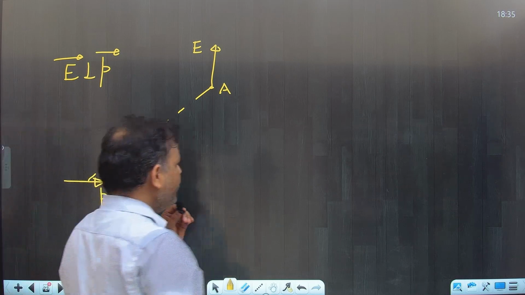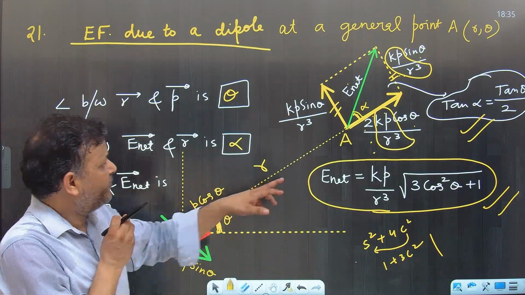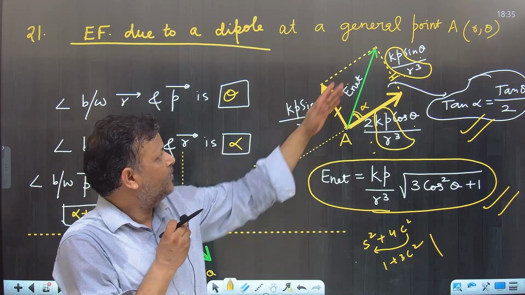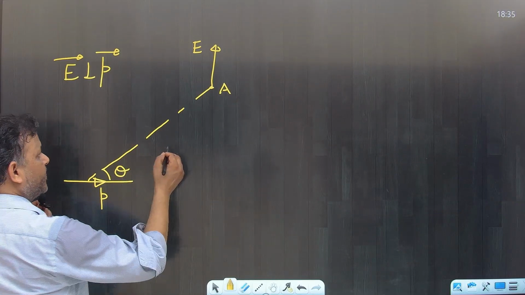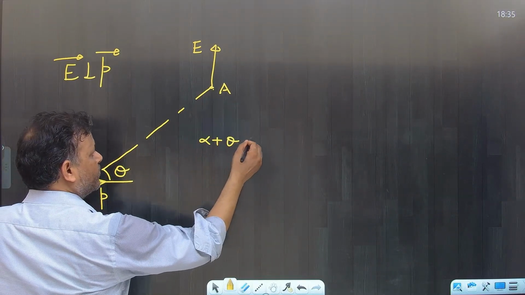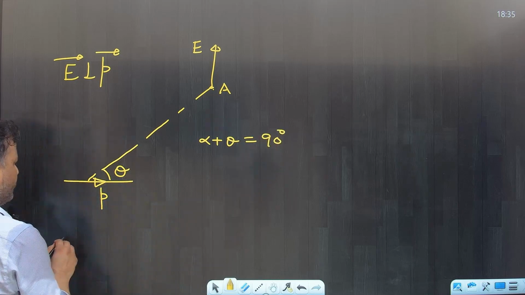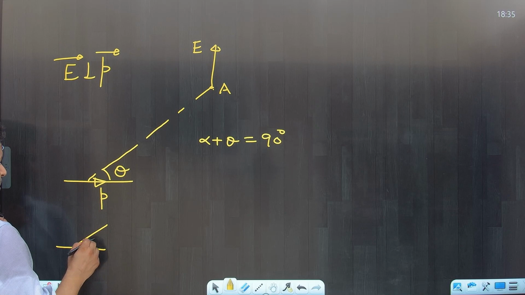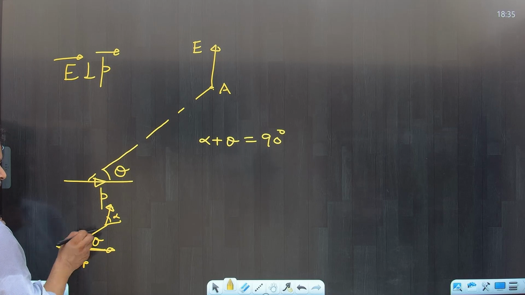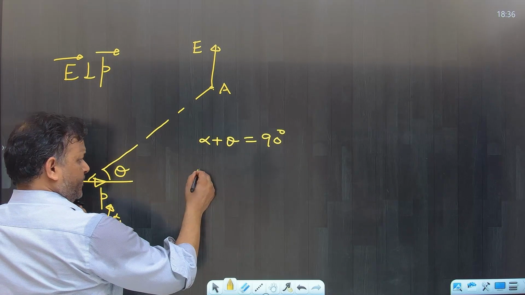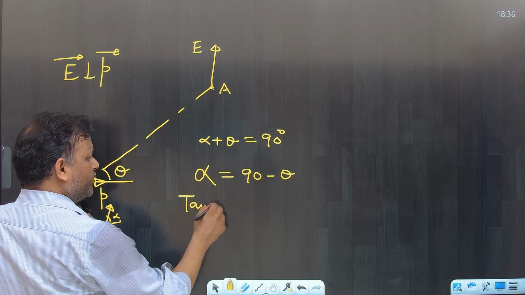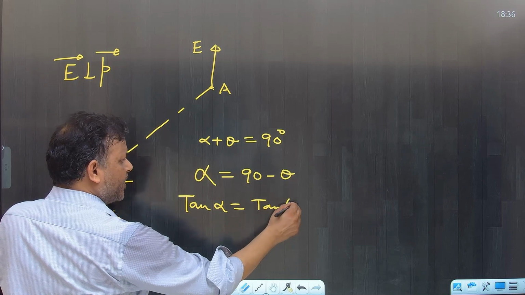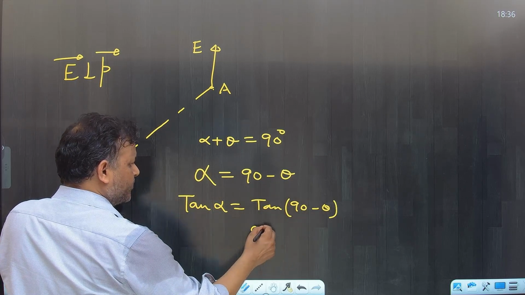Obviously, the angle between P and E was theta plus alpha. So you will say that alpha plus theta is equal to 90 degree, right? Because this was P, this was theta, and this was alpha. So the angle between P and E net was theta plus alpha. That was 90. And alpha is equal to 90 minus theta. So you will write tan alpha is equal to tan of 90 minus theta. And tan of 90 minus theta is cot theta. So this is equal to cot theta.